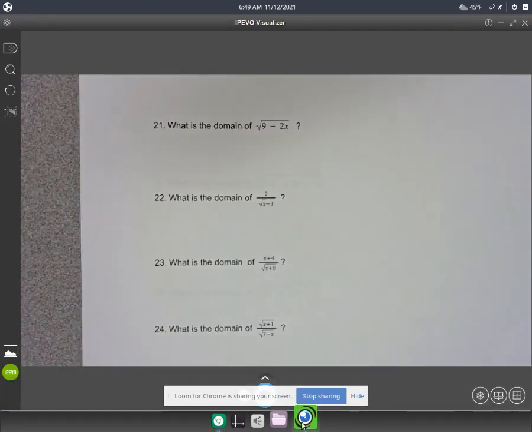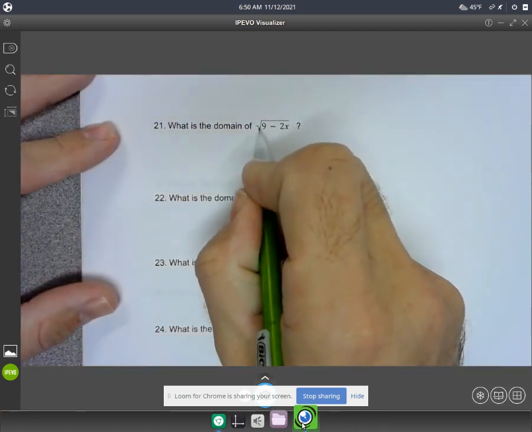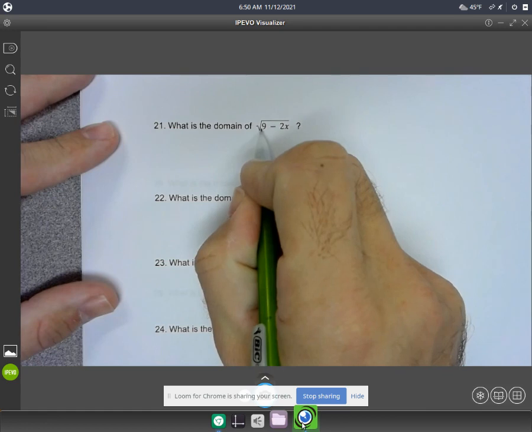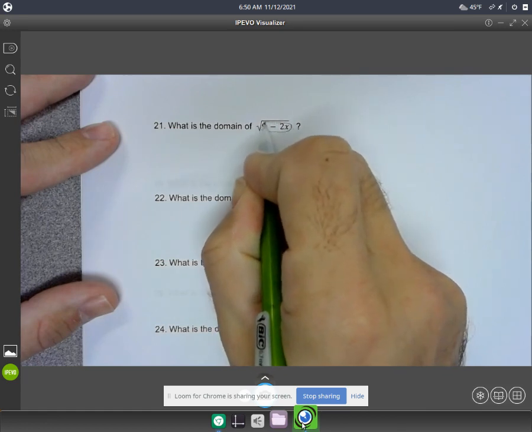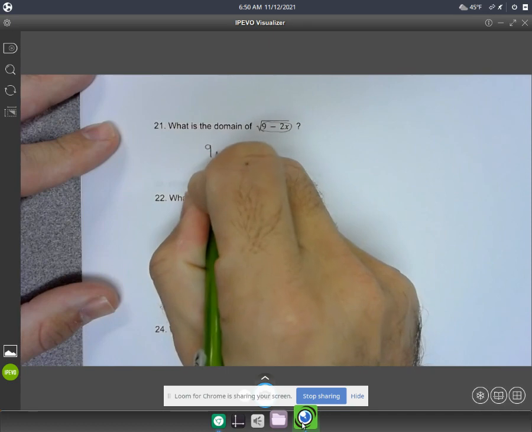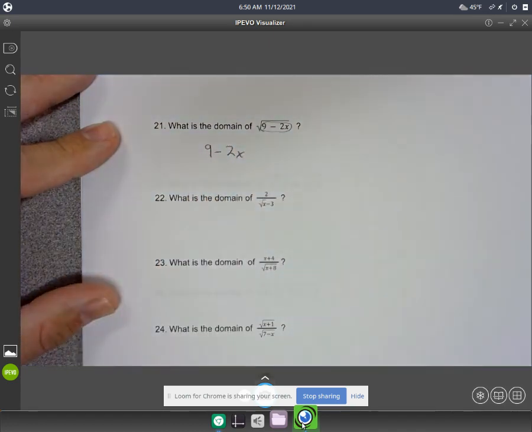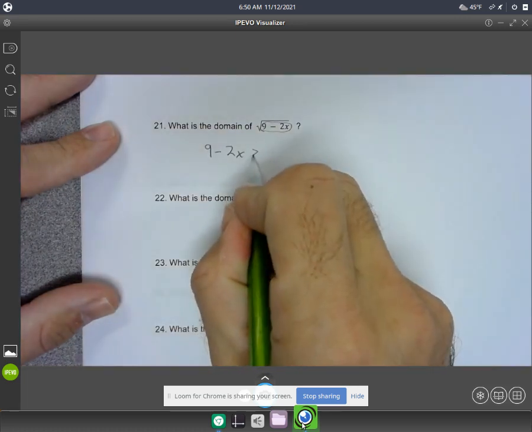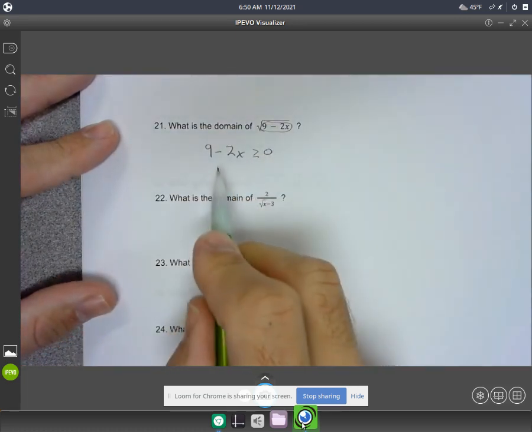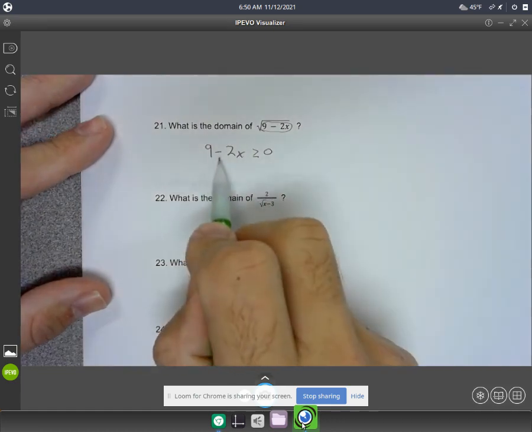All right, so we're going to look at question 21 from our little review packet here. We're just finding the domain of several of these functions. So remember, the domain is the numbers that you are allowed to plug in for x, and you can never take the square root of a negative, right? So this stuff underneath the radical, I just need to take that 9 minus 2x, and I need to make sure that it's positive. What I do is I set it greater than or equal to 0, and then you just solve this inequality. Okay.